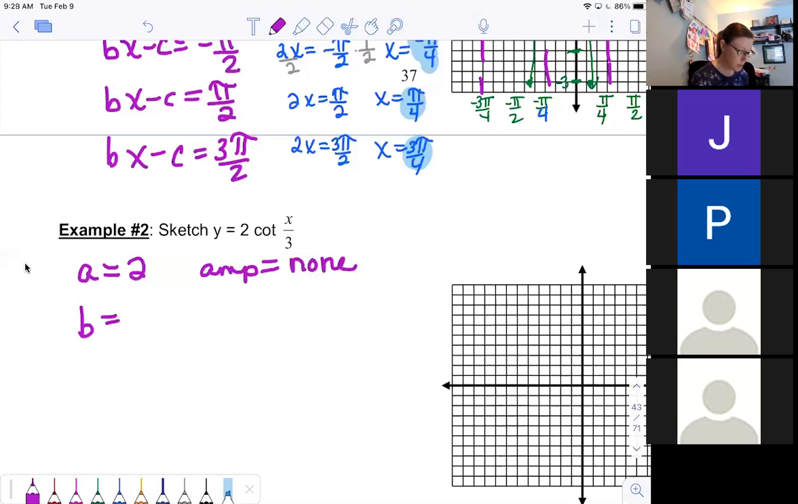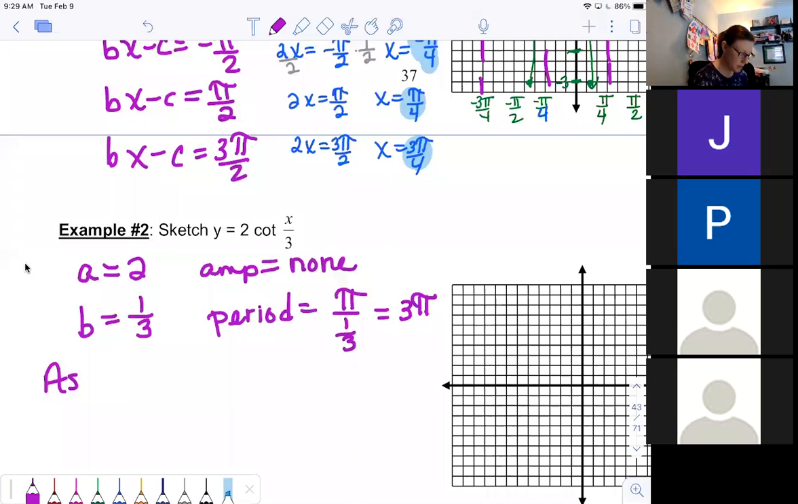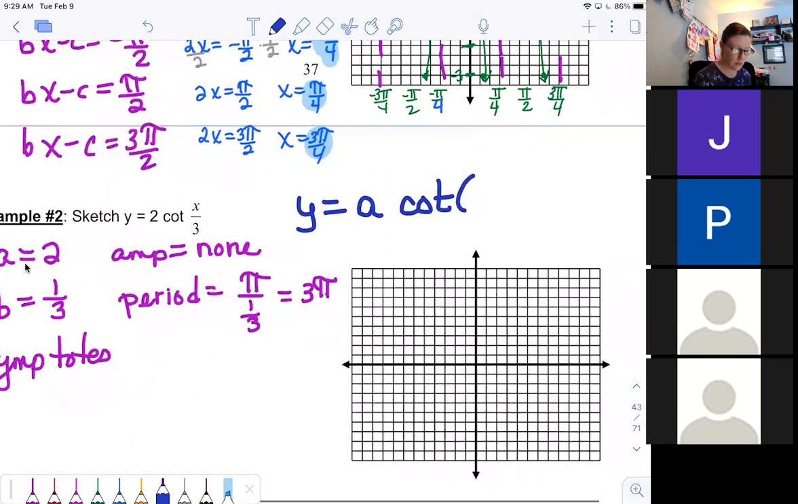The B value is 1/3. So that means my period is pi divided by 1/3. Well, that becomes 3 pi. And then we need to find the asymptotes. So cotangent A cotangent bx minus c plus d.